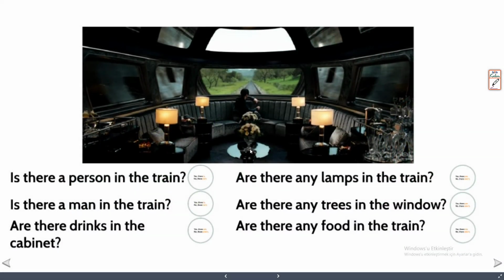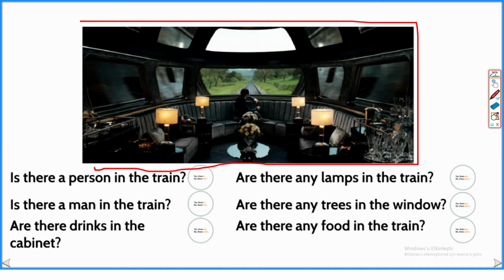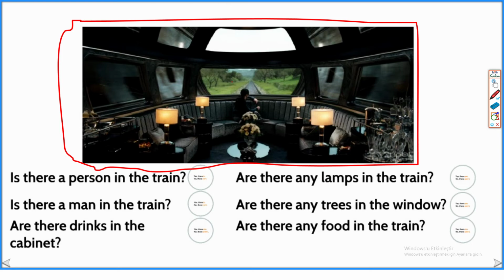we are going with this picture, for example. Look at this picture, and in this picture we have a train. It's a very expensive and modern train. Look, the train is going on, and it is his suite, by the way. And we have so many drinks and a sofa and lights and so on. And we will analyze this train and these people.